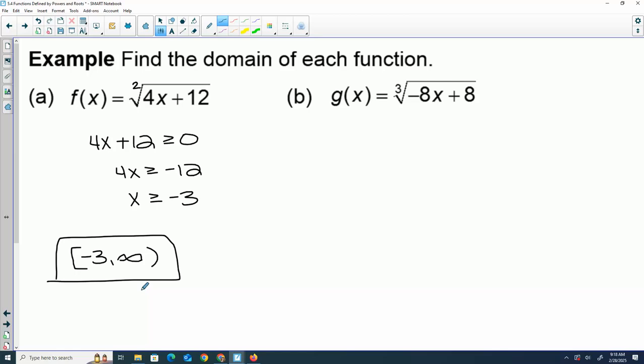When I look at the second one, what's true about this one? It's odd. If your index is odd, what's our domain? Negative infinity to positive infinity. You don't have to work anything out. So because this is odd, my domain is just automatically everything.